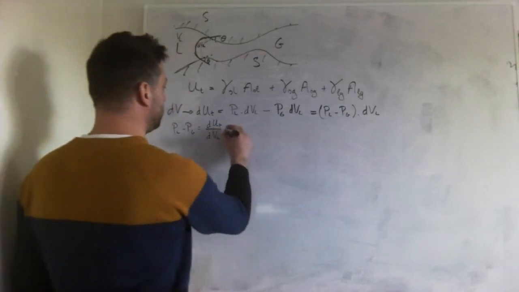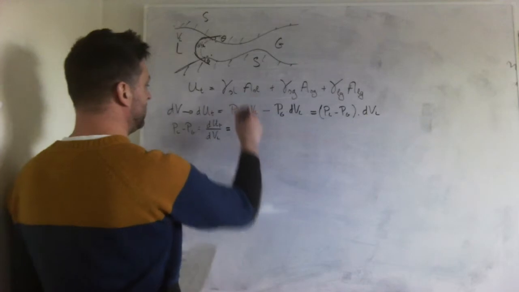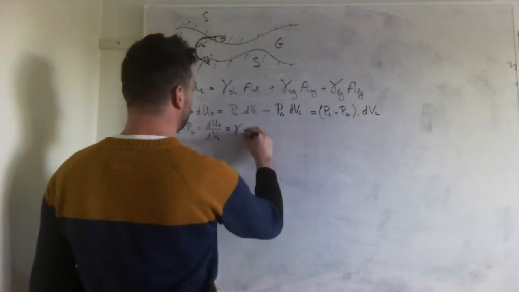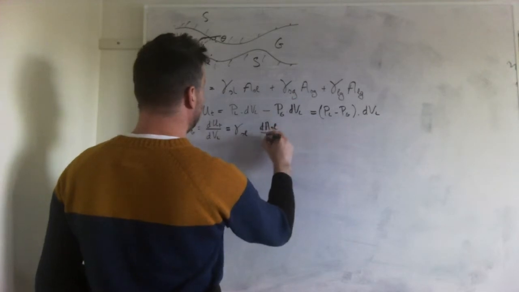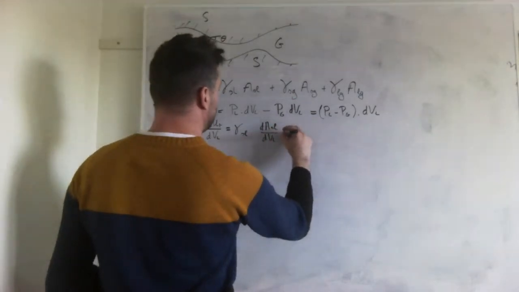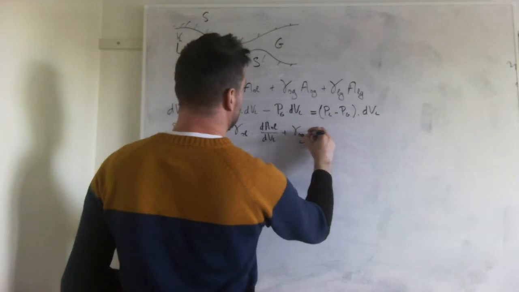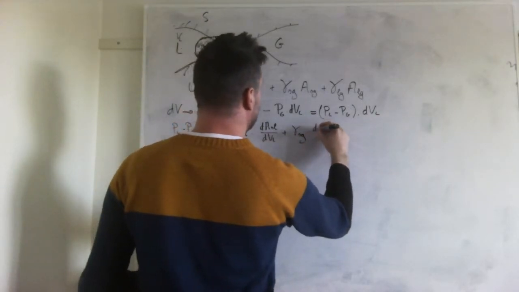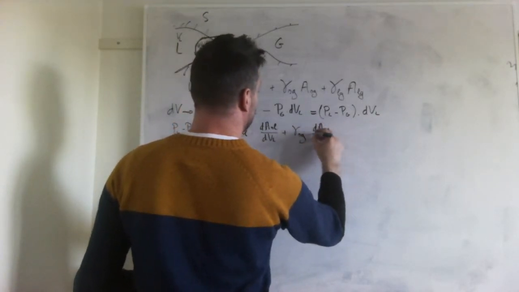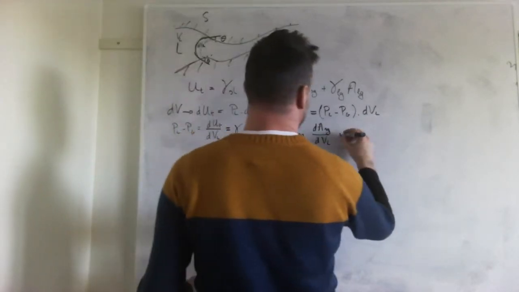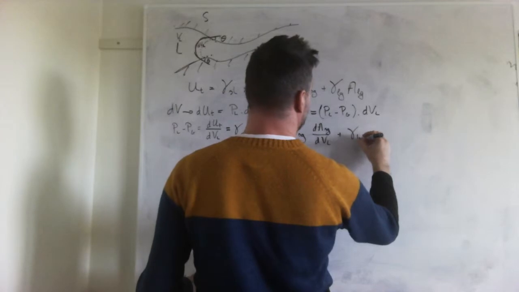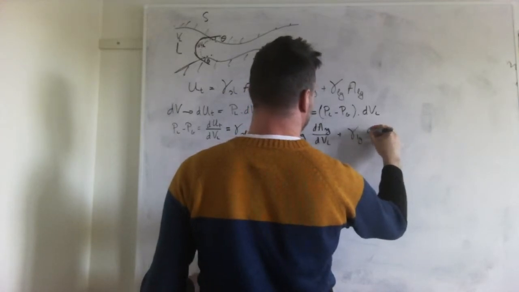And let me write it out. So I know dU_T stands here, so that equals gamma solid liquid times the change of wet area with volume change, plus gamma solid gas times the change of the dry area with volume change, plus gamma liquid gas times the change of the liquid gas interface.